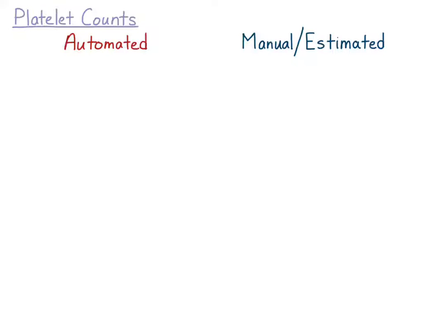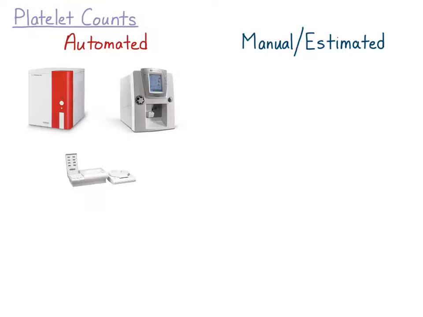This video is going to be on platelet counts. There are two types of platelet counts: the automated platelet count, which we obtain from a hematology analyzer, and the manual or estimated platelet count, which we obtain by actually counting platelets on a blood smear. So first I'll talk about the automated platelet count.